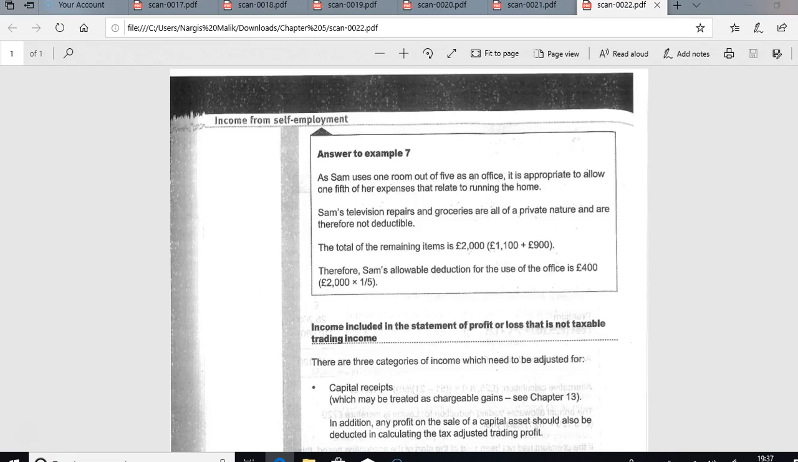So let's just look at what they're doing here. It says here that he uses one room, one fifth of the expenses that relate to running the house.